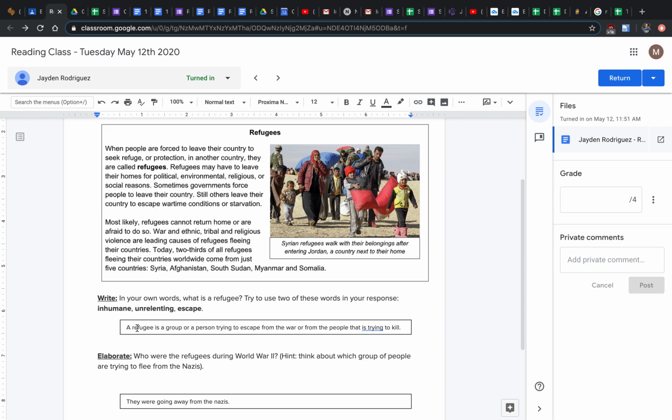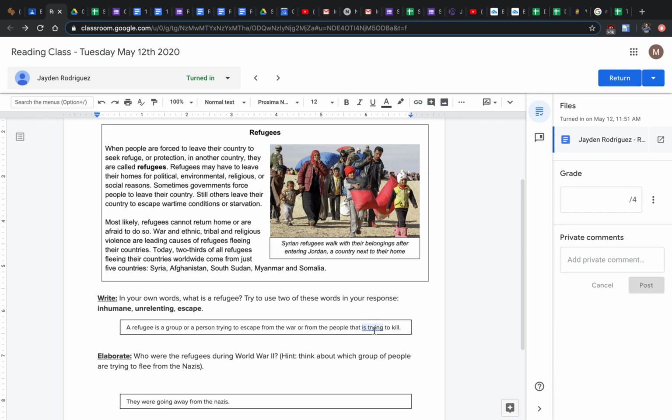Jaden wrote, a refugee is a group or a person trying to escape from the war or from the people that is trying to kill. I'm going to read what he says again and then listen to the answer to see if it makes sense and to see if there's anything that needs to be edited. A refugee is a group or a person trying to escape from the war or from the people that is trying to kill. So immediately I see this squiggly line.